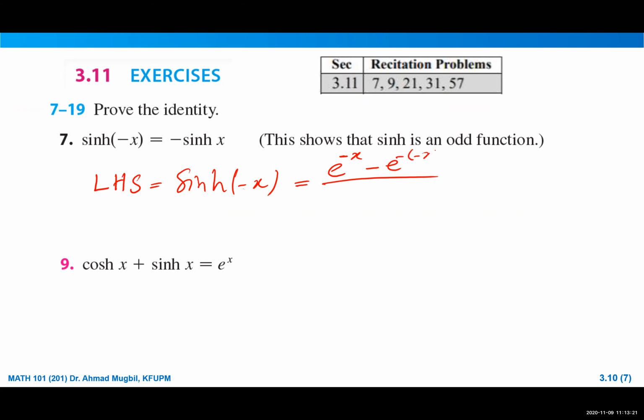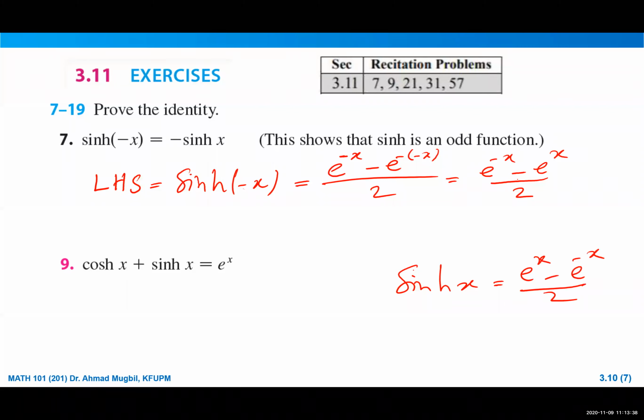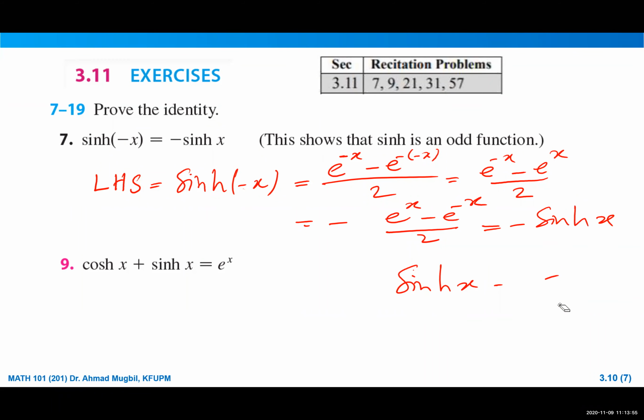Are you with me? This is the definition of the sine hyperbolic function. This equals e to the power negative x minus e to the power x over 2. Now, if you notice, sine hyperbolic x is e to the power x minus e to the power negative x over 2. So how is this related to this? It's multiplied by -1. If you take negative as a common factor, you will have e to the power x minus e to the power negative x over 2. So this is negative sine hyperbolic x. You can do the same, of course, for cosine hyperbolic. So now we proved that the left-hand side equals the right-hand side.